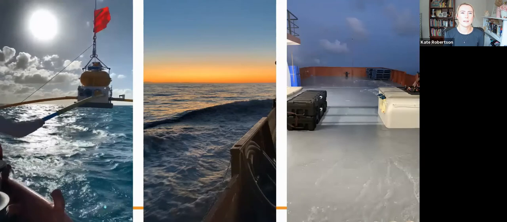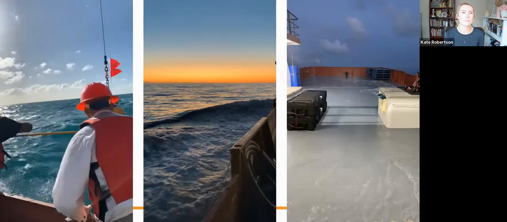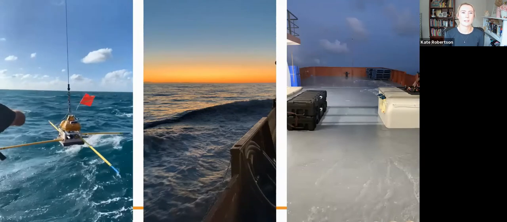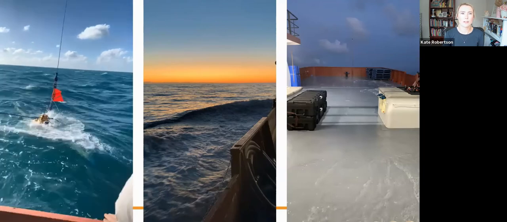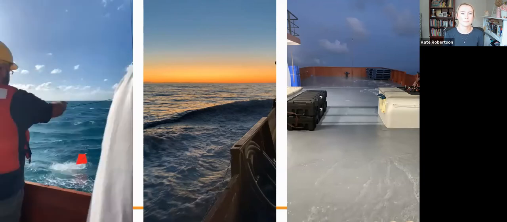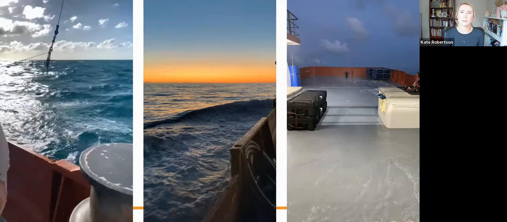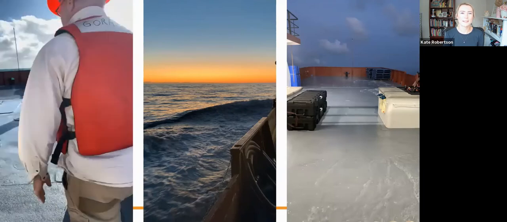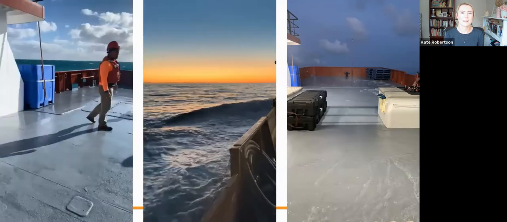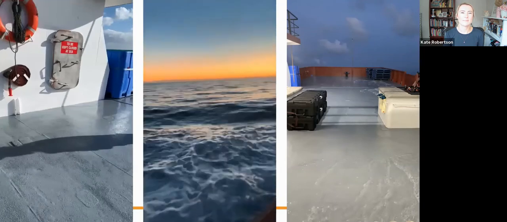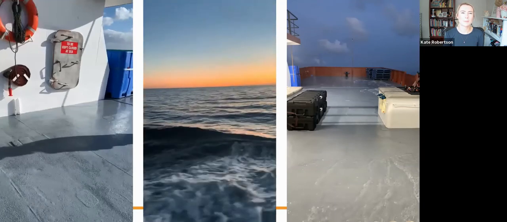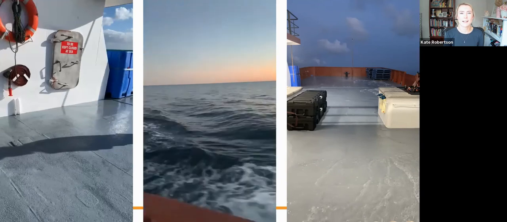You can see here, we hold on to it, keep it nice and steady, lower it into the water, and then it's a quick release with the crane. And Lauren waving goodbye to the instrument. And you can see we had some lovely water to sail on. It was beautiful, lovely sunsets.